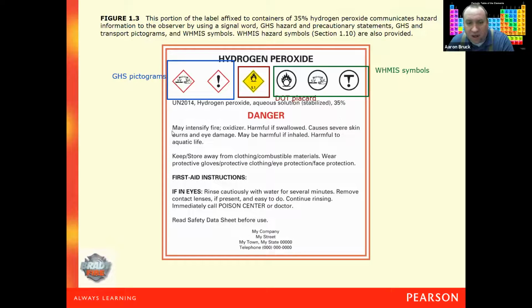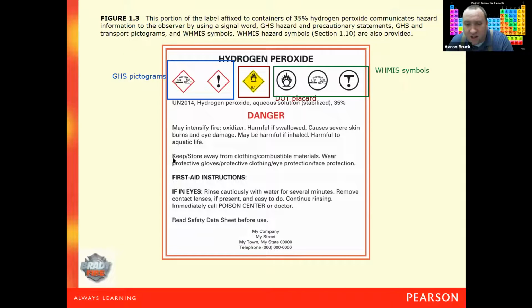Underneath the word danger, we have some of the reasons why it's considered dangerous. It may intensify fire. It's an oxidizer. It is harmful if you swallow it. It will cause severe skin burns and eye damage. It may be harmful if you inhale it. It is harmful to aquatic life. So if it gets dumped down the drain or put into a river system, it can kill the fish or wildlife that are living in there.